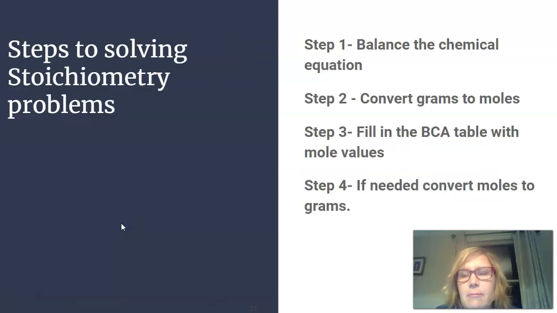So here are some steps on how to solve a stoichiometry problem. First, you always must have a balanced chemical equation. If you don't have a balanced chemical equation, you won't have a good understanding, or you'll have the wrong understanding of mole to mole ratios. So make sure you write the equation correctly.